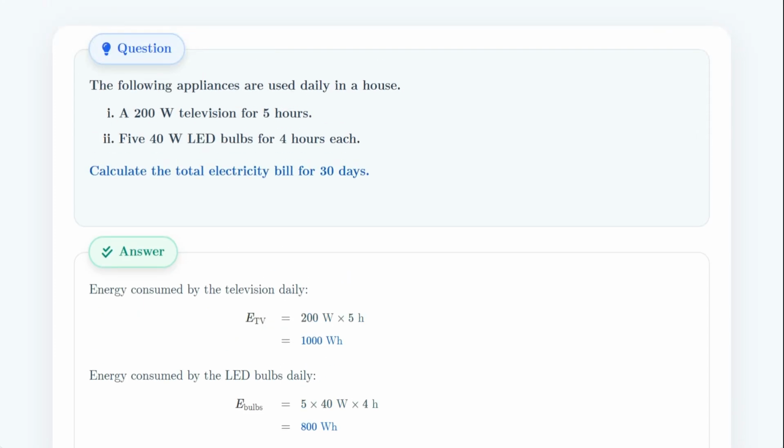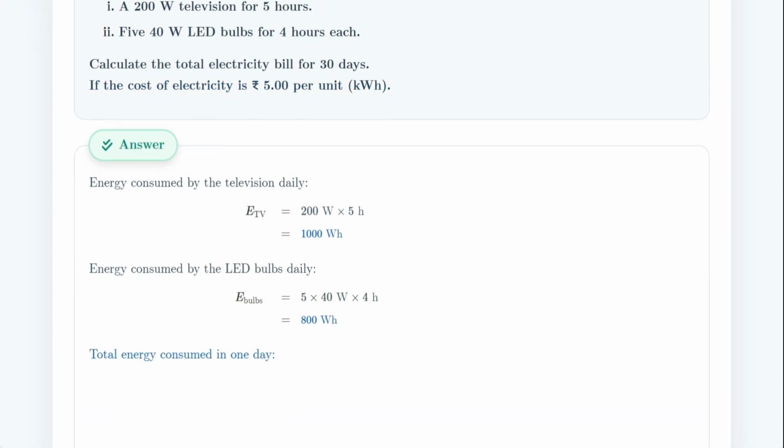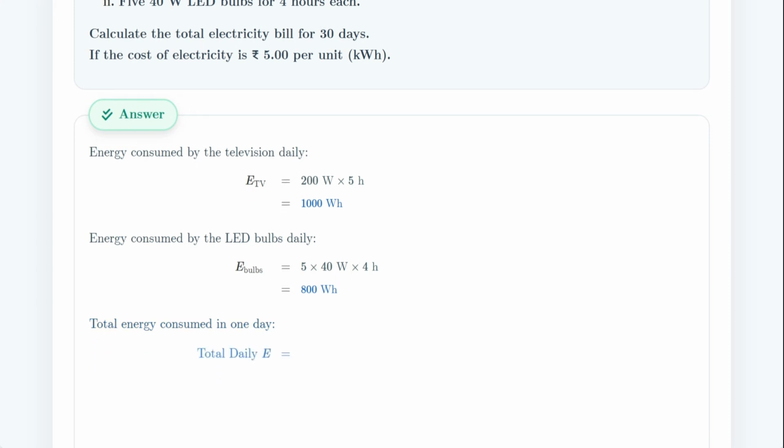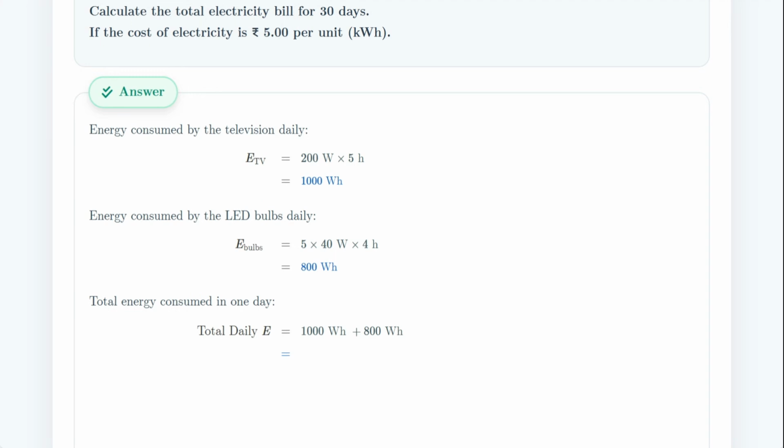Our main goal is to calculate the total electricity bill for a full month, specifically 30 days. And the electricity board charges 5 rupees for every unit of electricity consumed. Before we jump to 30 days, we must find out how much energy the whole house uses in just one single day. The total daily energy equals the energy of the TV, 1000 watt-hours, plus the energy of the bulbs, 800 watt-hours. Adding them up, we get a total of 1800 watt-hours every day.